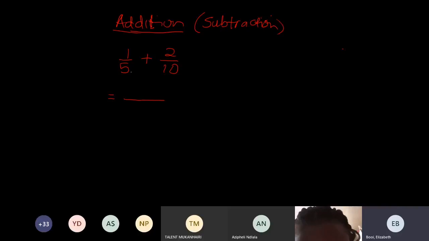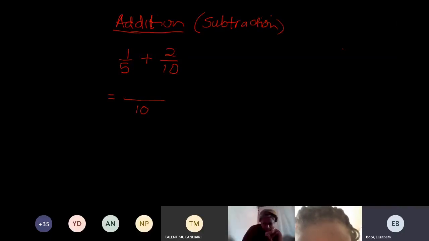So what is the common denominator between 5 and 10? It's 10. And what is a common denominator? A common denominator is a number that both the denominators can divide into and not leave a remainder. So 5 goes how many times into 10? It goes 2 times.